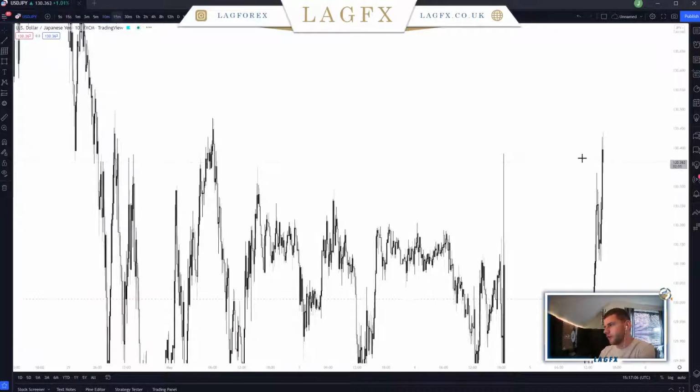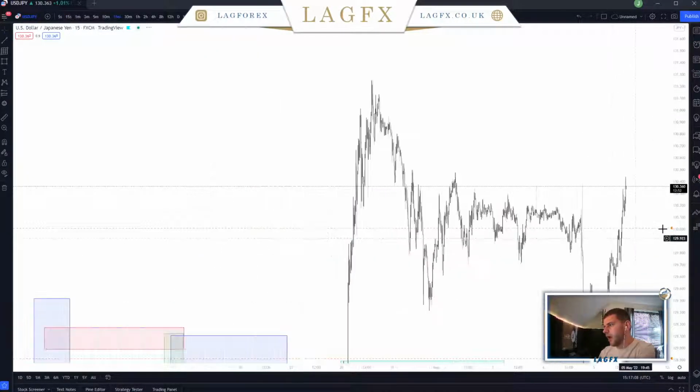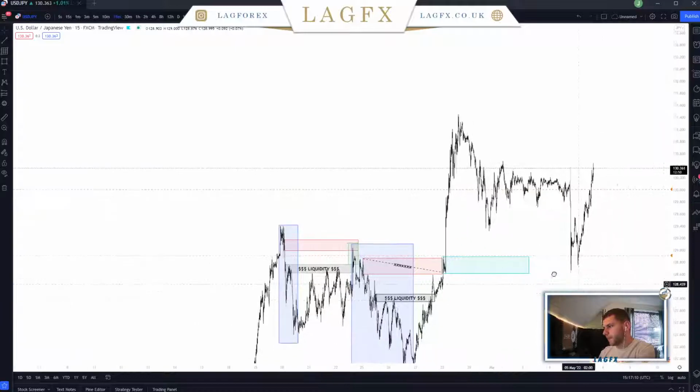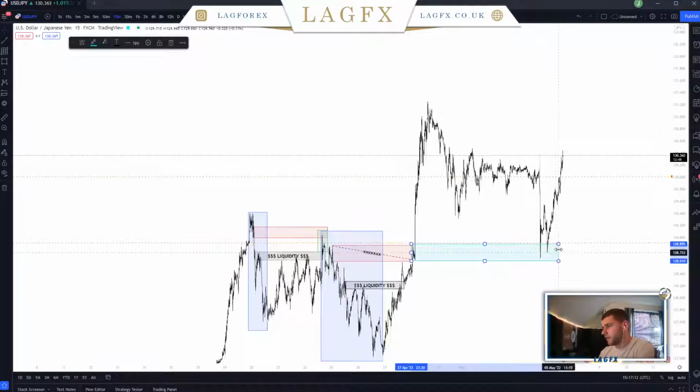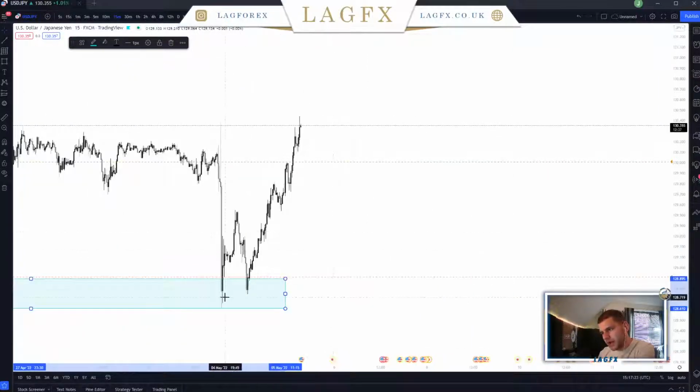if we just start on the 15-minute for example, we can actually see that price perfectly came to mitigate the demand zone that I was watching. I wonder what time this was. This was yesterday later on, so after I'd finished my trading session, around, is that about 6:30 p.m.? Yeah, so I'm not usually watching the markets at that time.